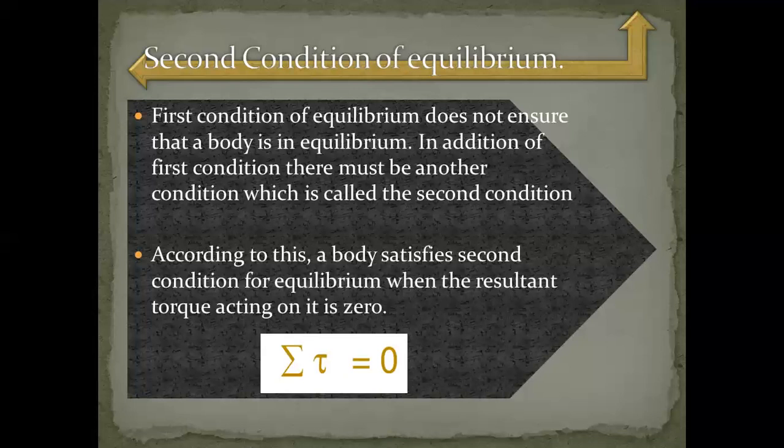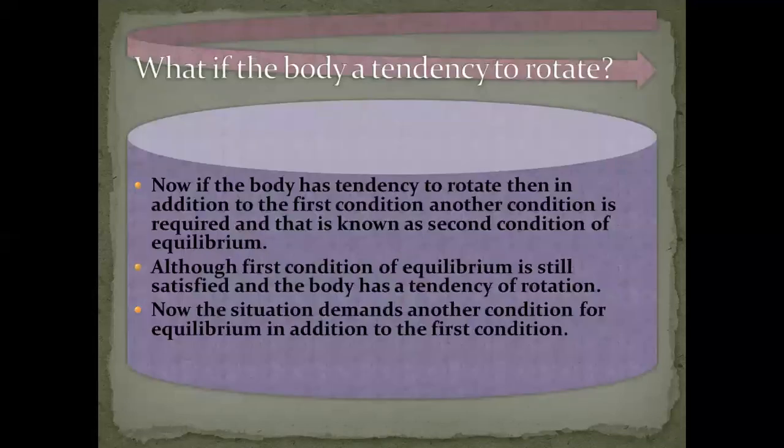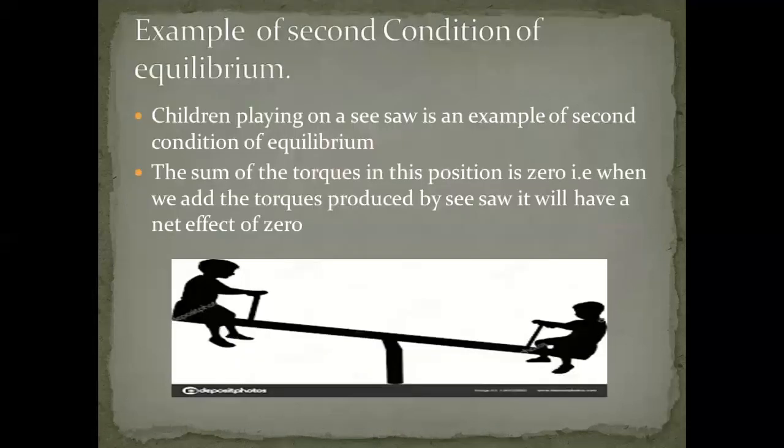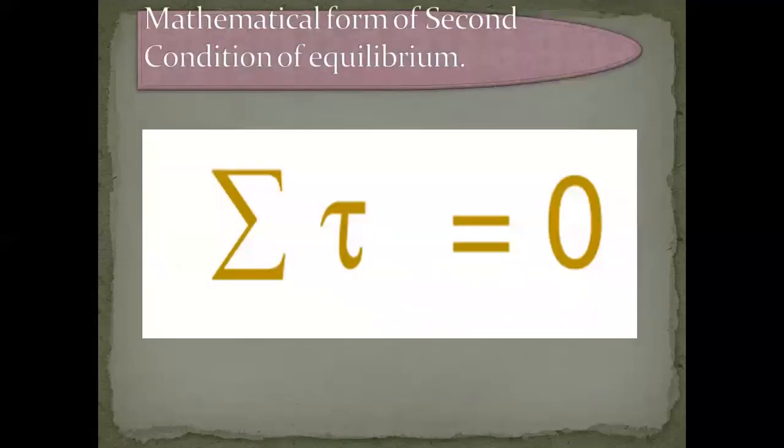So we have discussed that if the body has a tendency to rotate, then in addition to the first condition of equilibrium, a second condition of equilibrium is required. And we have discussed that the second condition of equilibrium states that the summation of all the torques acting on the body must be zero.